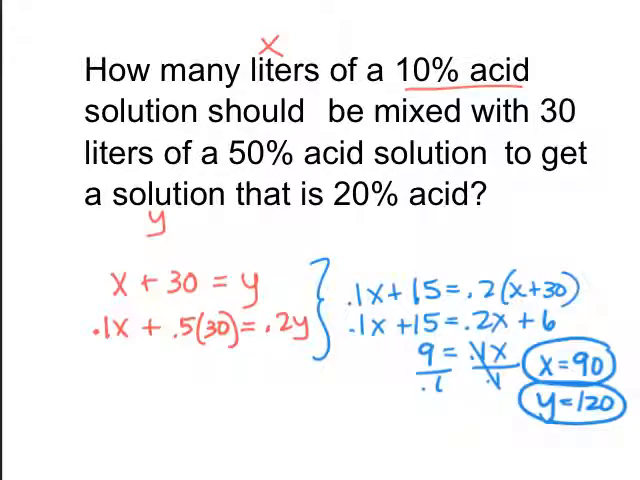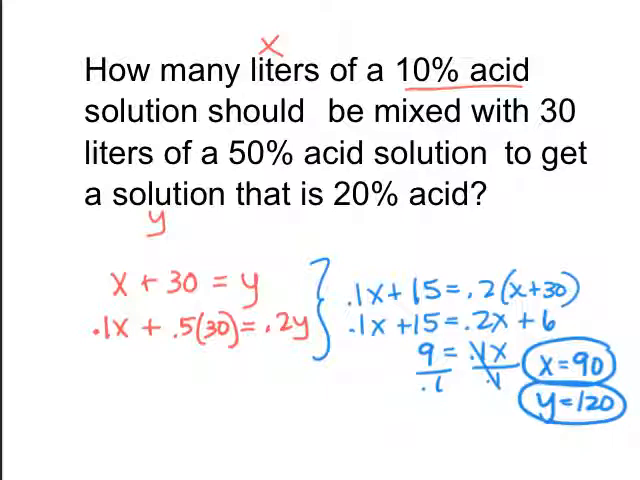All right, so here's the solution. I used substitution since Y was already isolated here. So the first thing I did was multiply 0.5 times 30 and you get 15. And then I distributed the 0.2 on the X plus 30. So you end up with 0.2x plus 6, and then I combined like terms. I subtracted the 6, subtracted the 0.1x, and then I divided by 0.1. So we have 90 liters of the 10% acid solution, and when you're done, you end up with 120 liters of the 20% acid solution. So that is how you can use two variables to solve this.